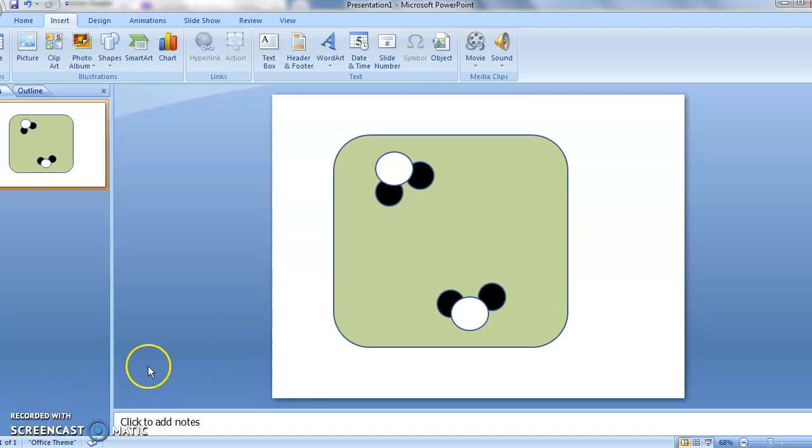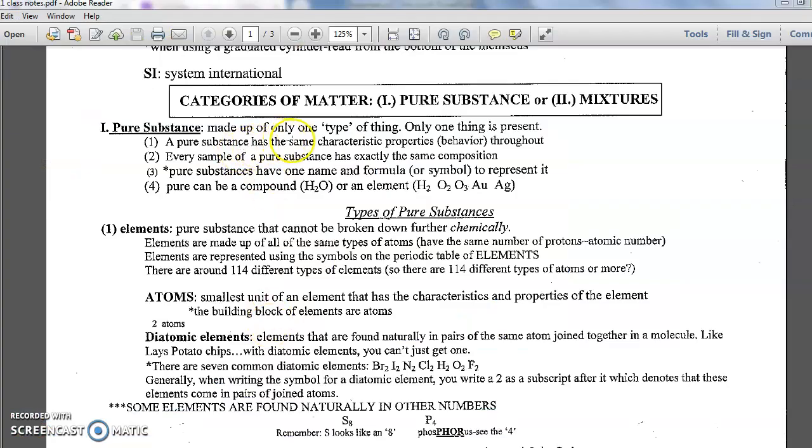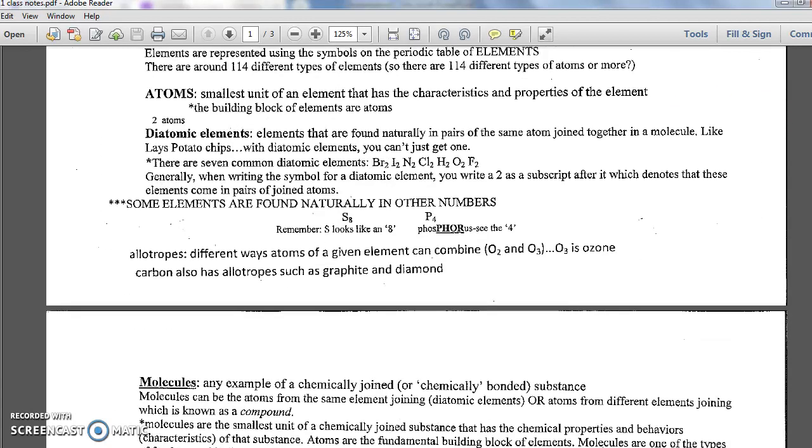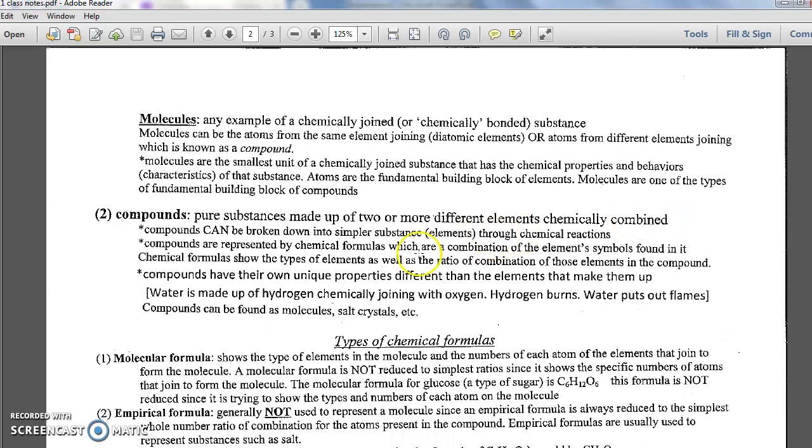Pure can be a compound if there's only one type of compound in there. So pure means one kind of thing in there, only one type of thing is present. Pure can be a compound, such as water, if the only thing in there is water. If we put something else in there with the water, it would no longer be pure. So compounds can be pure, but compounds can be molecules. They don't have to be.